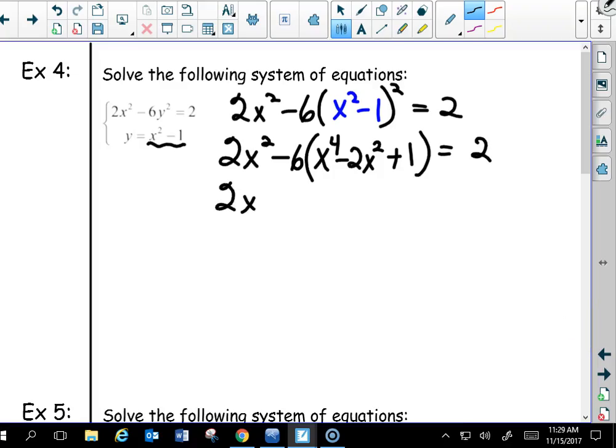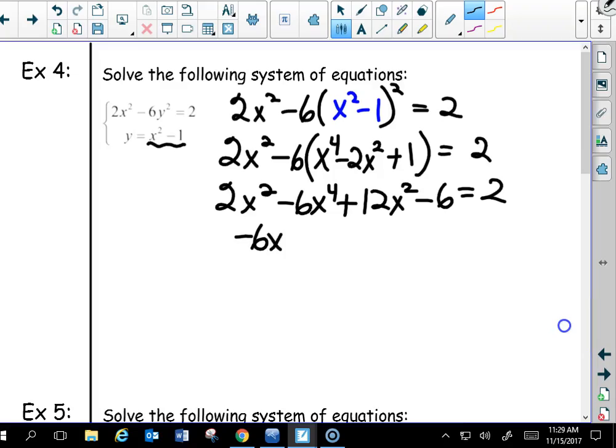Now I'm going to multiply out that negative 6 and see what I've got. Plus 6 times 2 is 12x squared. I definitely have to talk myself through this. Minus 6 equals 2. And let me combine my like terms. I get negative 6x to the fourth plus 14x squared minus 6 equals 2.